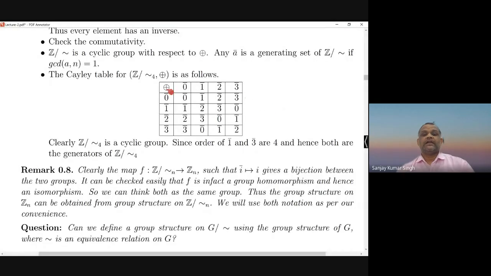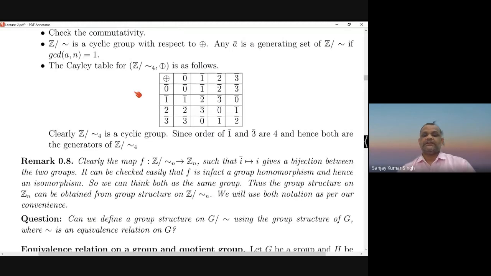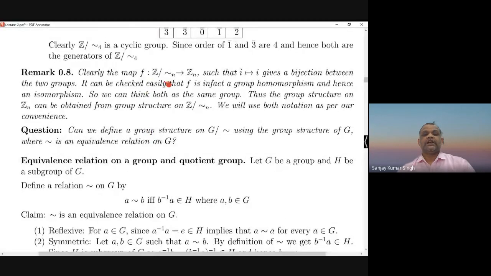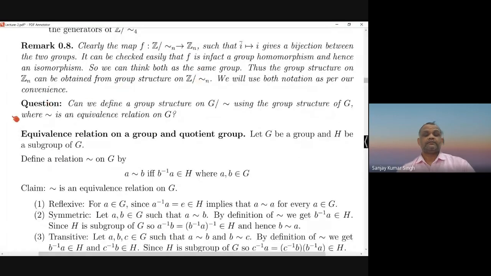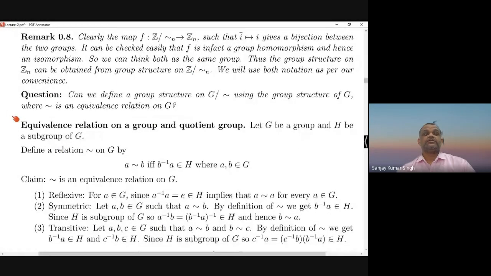And here there is another representation of the same group in a different way. Group-wise they are the same, but set-wise I am defining it in a different way. Here the set is defined as equivalence classes, and it is not very difficult to check that this group Z by tilde n is the same as Zn. So whenever I say Zn, it means I'm talking about Z by tilde n or Zn, both are the same because both are isomorphic.